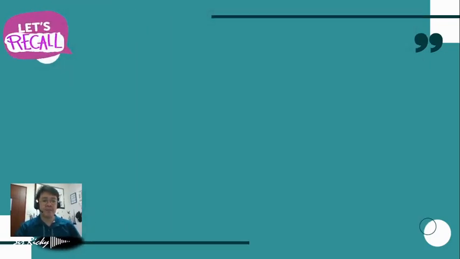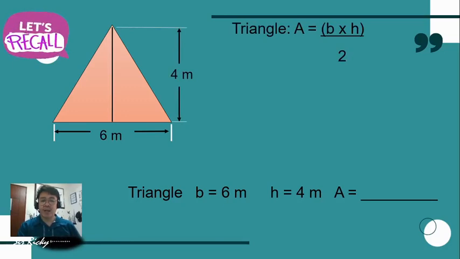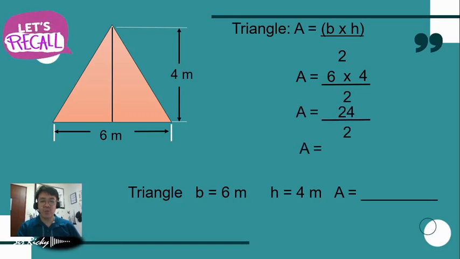How about this one? A triangle wherein the base is equal to 6 meters and the height is equal to 4 meters. To get that, we can use this formula. Area of a triangle is equal to base times height divided by 2, wherein base is equal to 6 and height is equal to 4, divided by 2. Area equals 6 times 4, which is 24, divided by 2. Therefore, area is equal to 12 square meters.